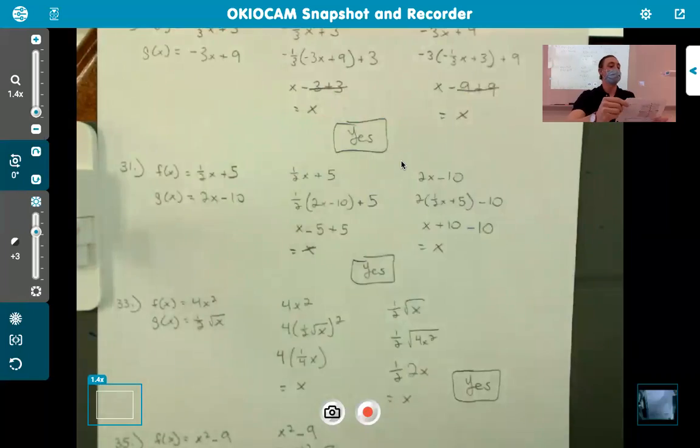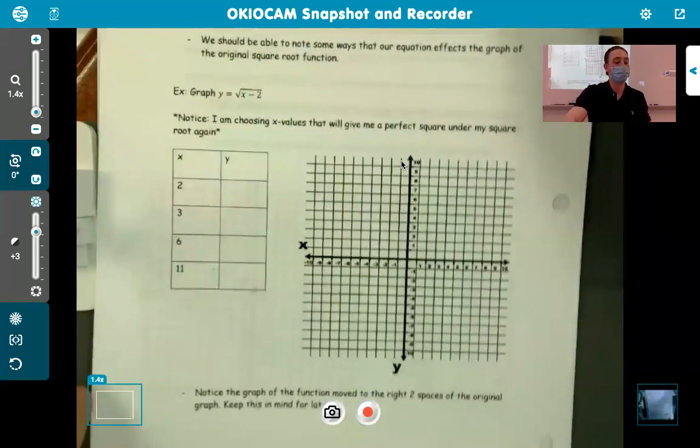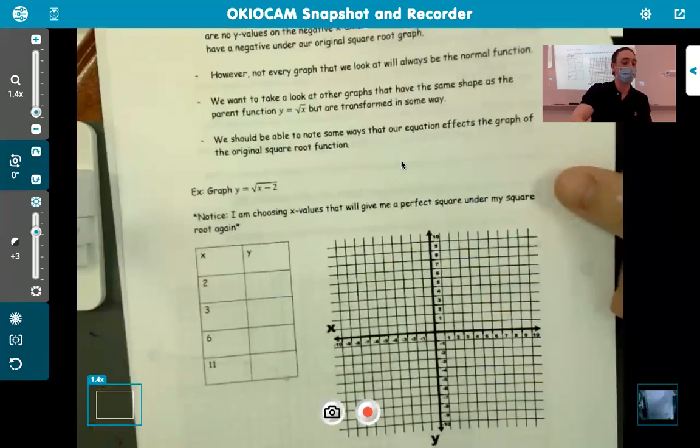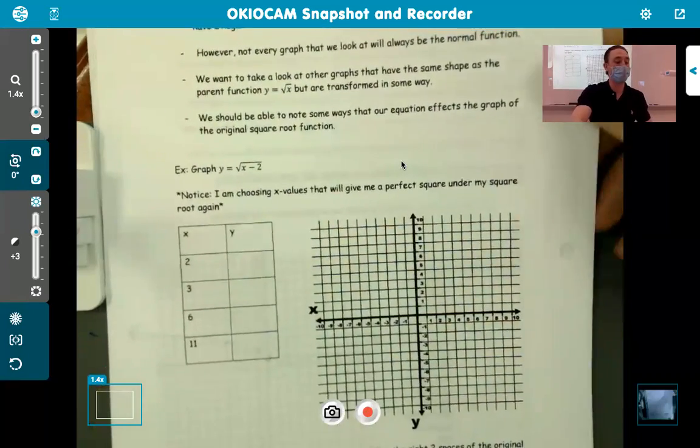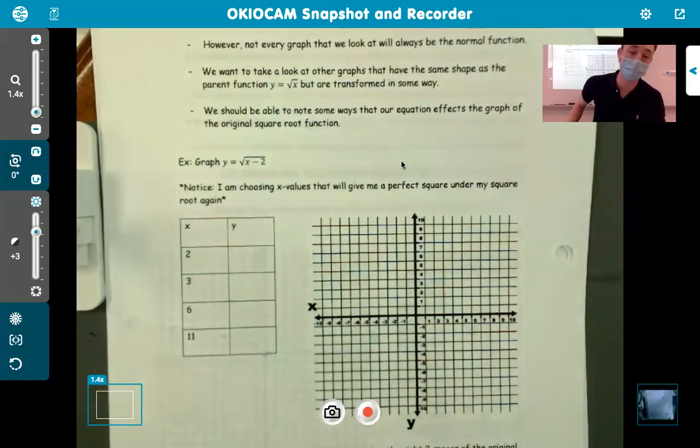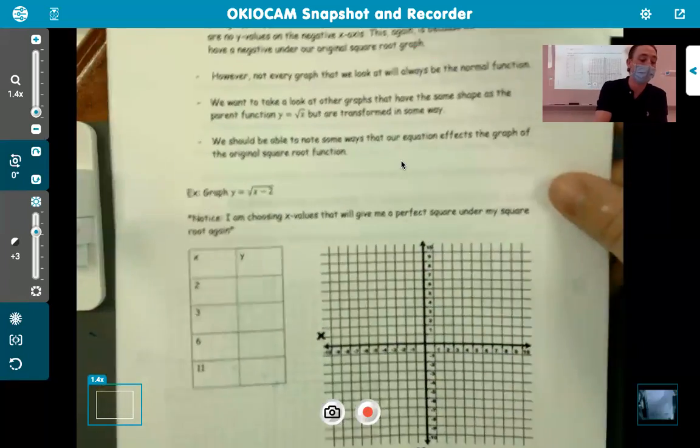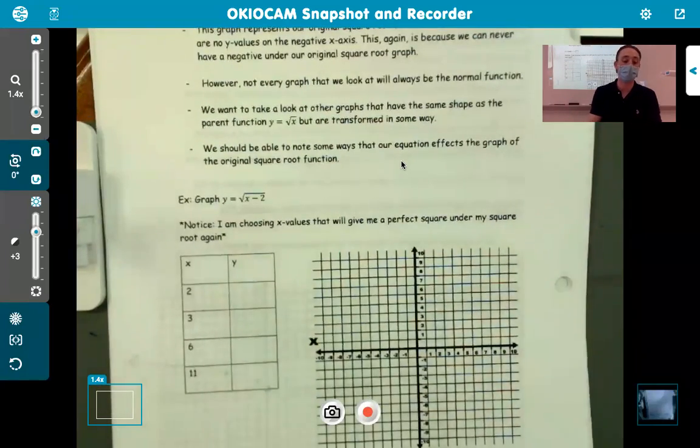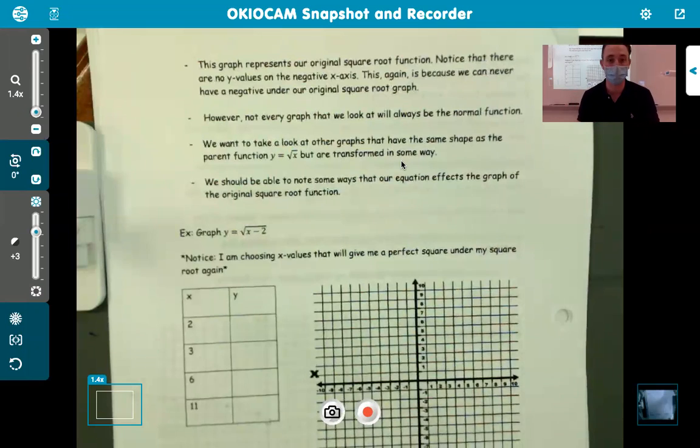So a couple points there on the second page. First bullet just talks about what I said there. So notice that there's no negative x values. Notice that there's no negative y values. That's because of the domain and range of our function, right? We can't have any negatives under our square root. Otherwise, we're dealing with imaginary numbers.